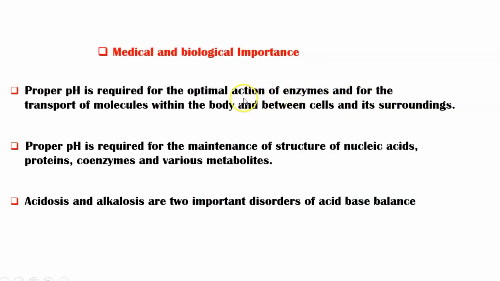So, objective two: medical and biological importance. Now, proper pH is required for the optimal action of enzymes. You know, all your biochemical reactions, metabolic pathways, degradation and biosynthesis all require enzymes in the body. For example, you eat your food, enzymes need to break down your carbohydrate, enzymes need to break down your protein, and the rest, they all require enzymes. If the pH of the body is not maintained at the normal physiological pH that I just showed you of 7.4, enzymes will not be able to operate.